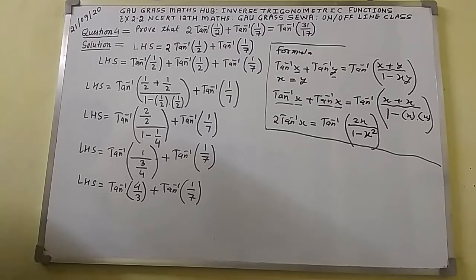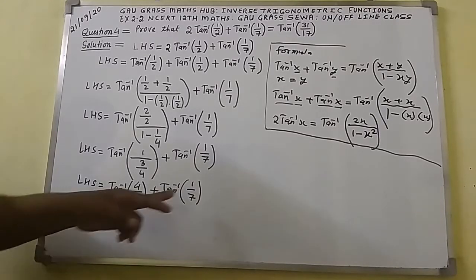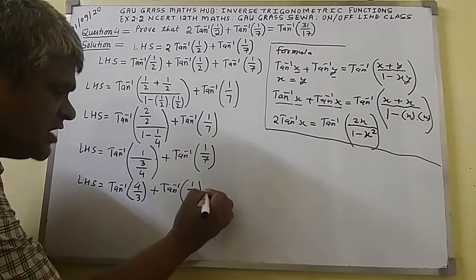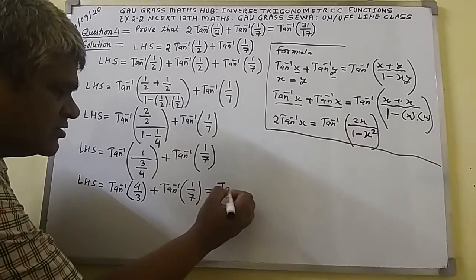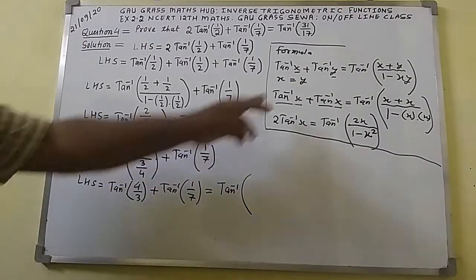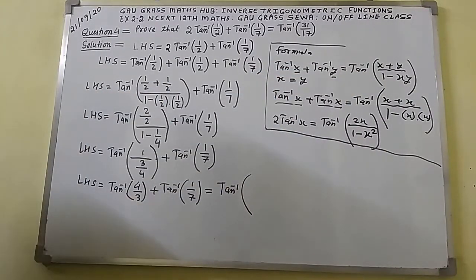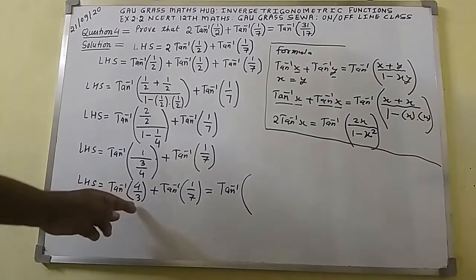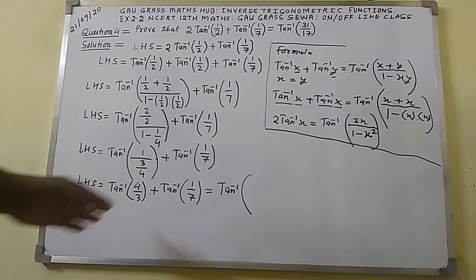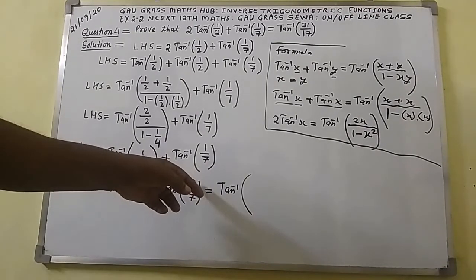Now what will we do next? Next again you will apply here, you have got x here, and y here. Here I can write tan inverse in bracket on the pattern of this formula. So here it will become tan inverse 4 over 3 plus tan inverse 1 over 7 equal to tan inverse. Here the value of x is 4 over 3, value of y is 1 over 7.